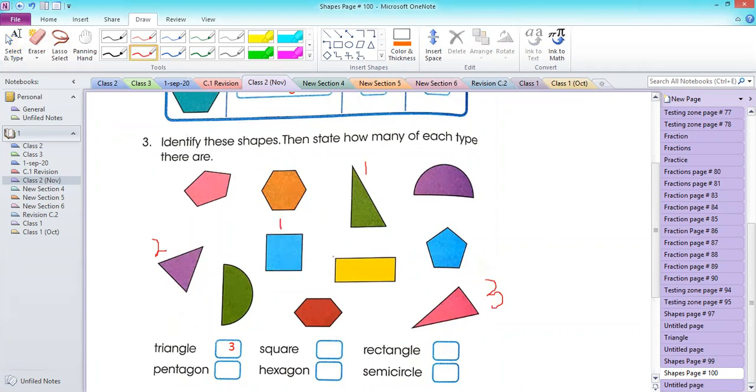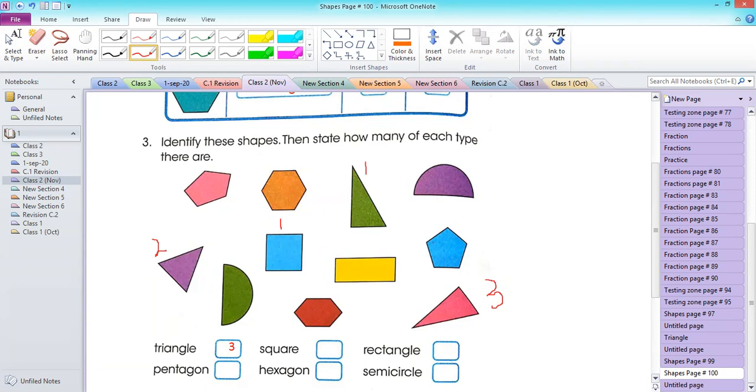Now you check here. 1, 2, 3, 4. There are four vertices. Okay, now check the second property of a square. Are there four sides? 1, 2, 3, 4. Yes, there are four sides. Now check the third property. Are all sides equal? No. This side is shorter and this side is longer. All sides are not equal. So this cannot be a square.